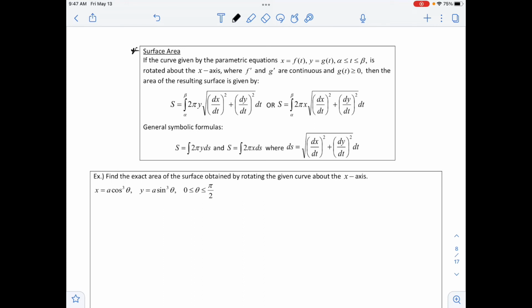So it says to find the exact area of the surface obtained by rotating the given curves about the x-axis, and we're given a parametric equation. This time that third variable that we have is a theta, not a t. And so without graphing this, if you think about a curve and rotating it about the x-axis, as you rotated this curve around, that radius that we had would have been a y value or distance there. So our surface area formula here would be the integral of 2 pi y, and I'm going to write ds.